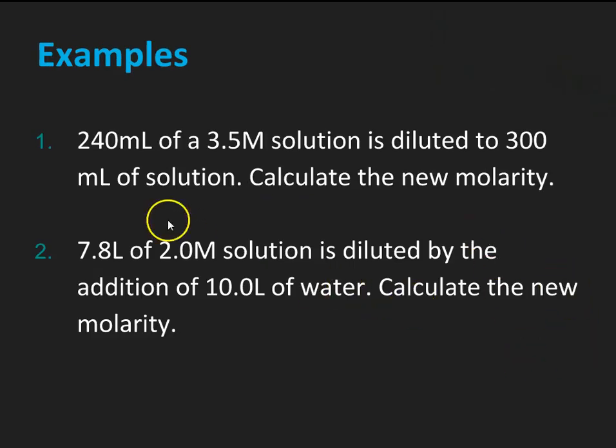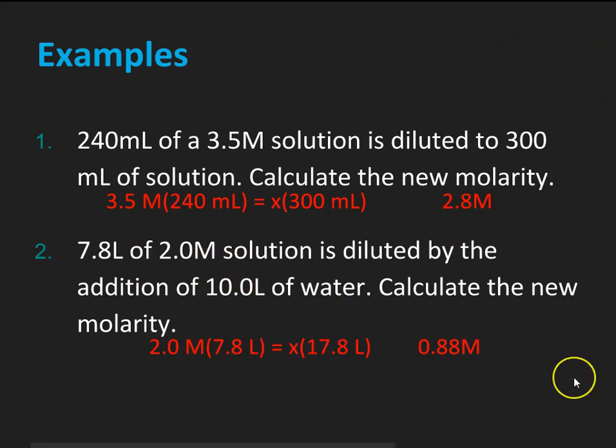Let's run through a few quick examples. If you have 240 milliliters of a 3.5 molar solution and you're diluting it to a 300 milliliter solution, so you're adding like 60 milliliters, calculate the new molarity. Figure out which one is our variable. The new molarity, that's going to be M2. And so we just go ahead and plug these into the formula, and we're calculating how many moles we have here and then dividing by the volume essentially to figure out what our concentration is. Go ahead and pause the video and do this one on your own. You should have gotten 0.88 molar.